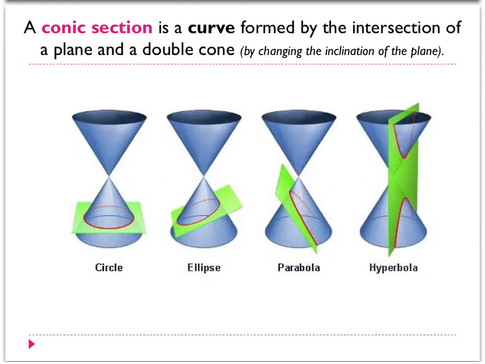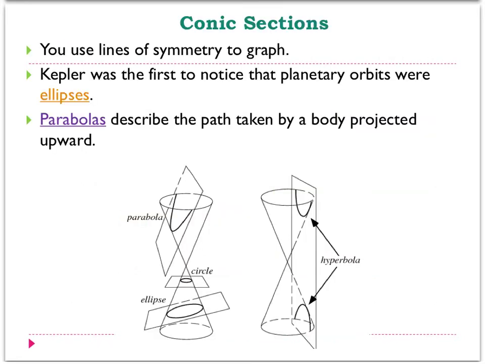If we raise it up a little bit, we get an ellipse. If we raise it up even more so that it is parallel with the side of the cone, then we get a parabola. And then if that plane intersects both of the cones, we get a hyperbola. Conic sections can often be seen in nature. One thing you may not know is that the planets actually orbit in an elliptical form, and we previously discussed how if you launch something in the air, it will travel in a parabolic shape.